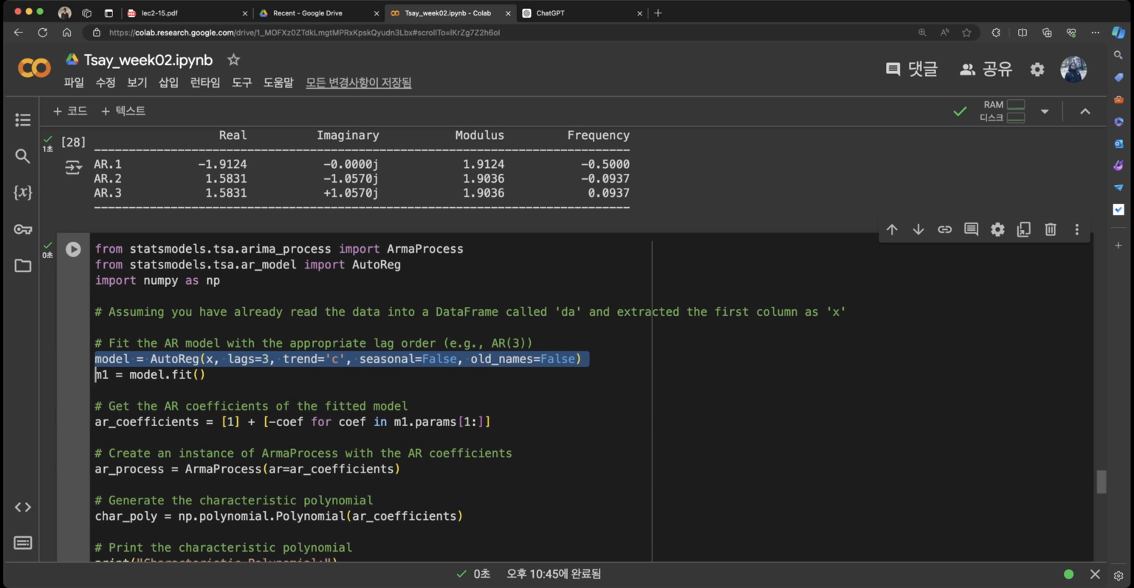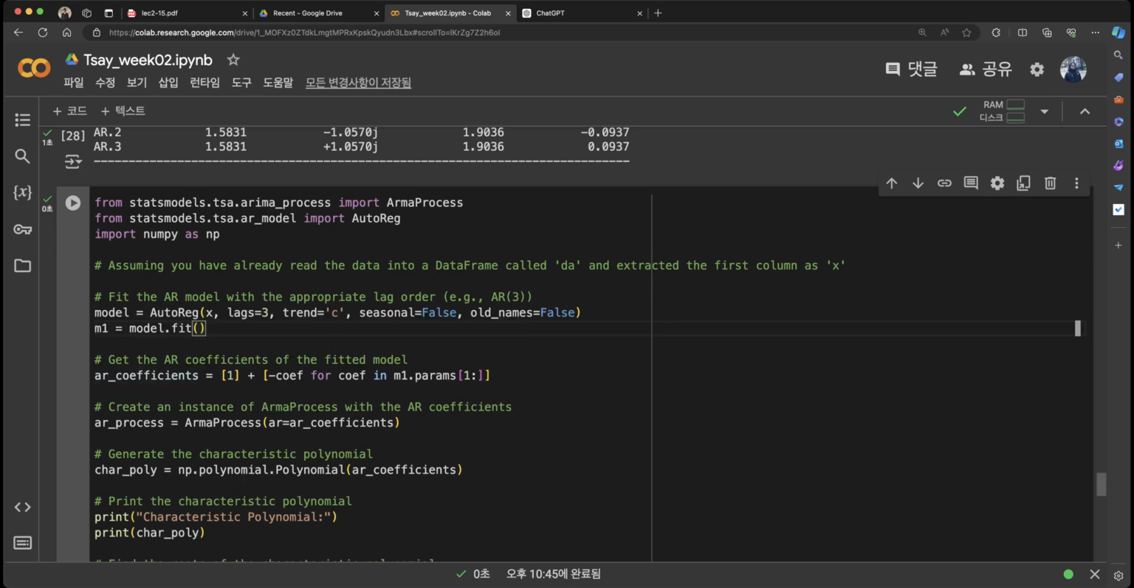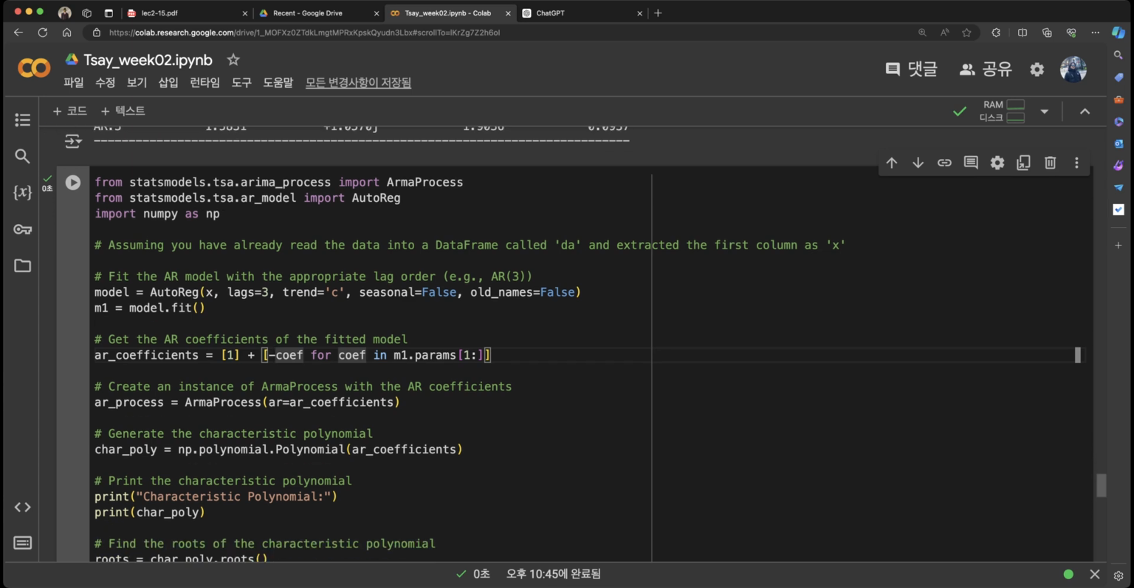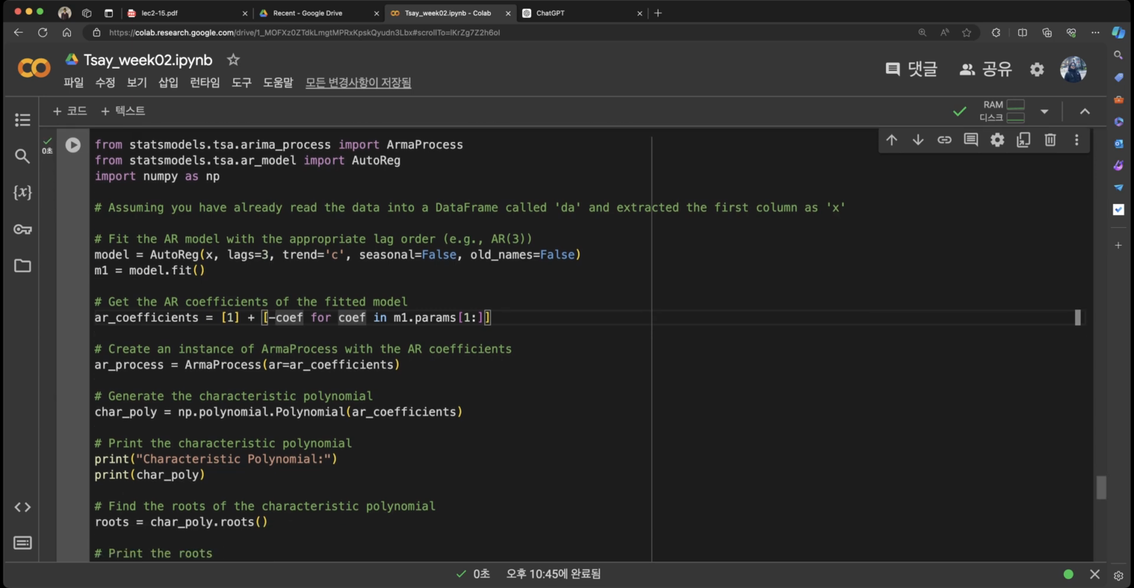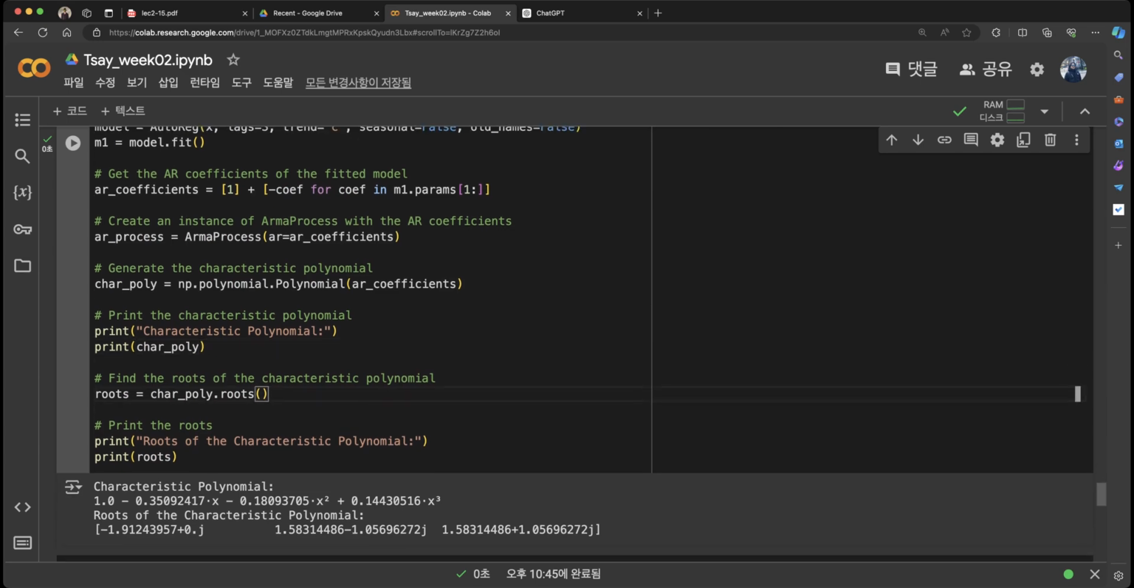So we fit the model and call it M1. The AR coefficients are the coefficients of the fitted model, but we add a 1 and substitute a minus sign in order to define the characteristic function. So for the AR process, we create an instance of ARMA with the AR coefficients and then generate the characteristic function. We use the numpy polynomial with these coefficients, print out the characteristic function, and get the roots of the characteristic polynomial.